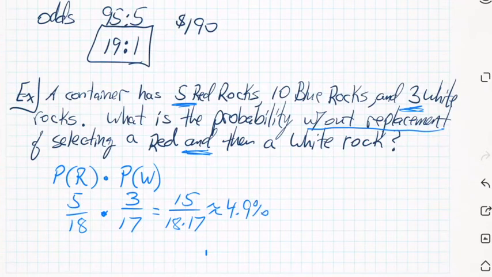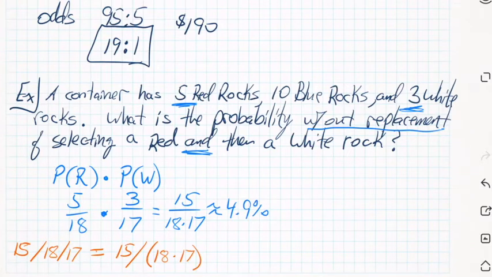Now, a little calculator note, when I typed into my writing tool, it understands order of operations. So if you were going to type this into your calculator, there's 2 ways of doing it. You can go 15 divided by 18 divided by 17, or better yet, I think it would be better to do 15 divided by parentheses 18 times 17. So it understands that the denominator is both numbers, the 18 and the 17.